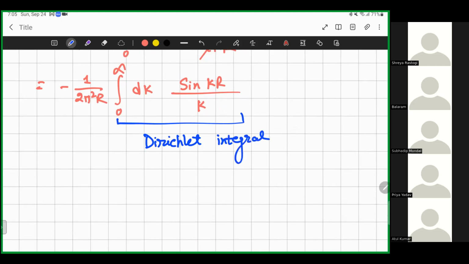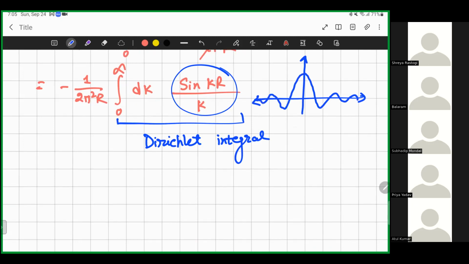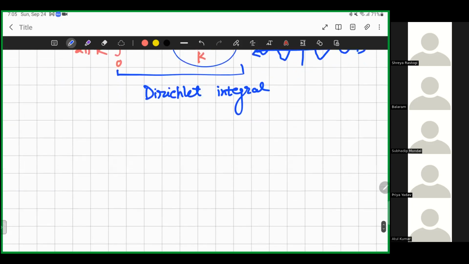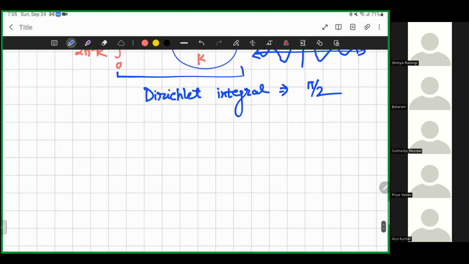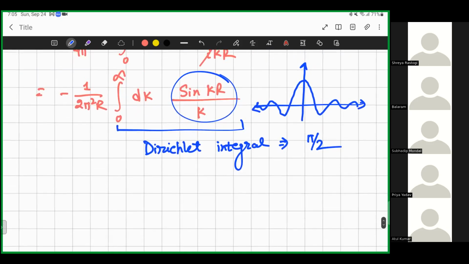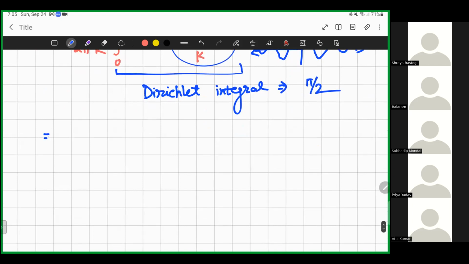So this integral, what is the nature of this function? This function sine kr by r, where k is the variable. We can say this function is, in this way, a symmetric function. But this integral value is pi by 2. But now I would like to show how this integral value is pi by 2. If we use this value, then essentially we have the answer.